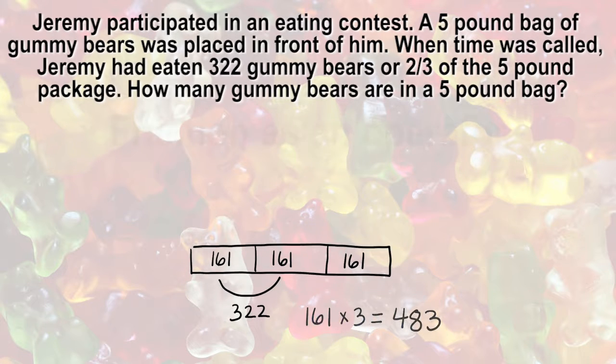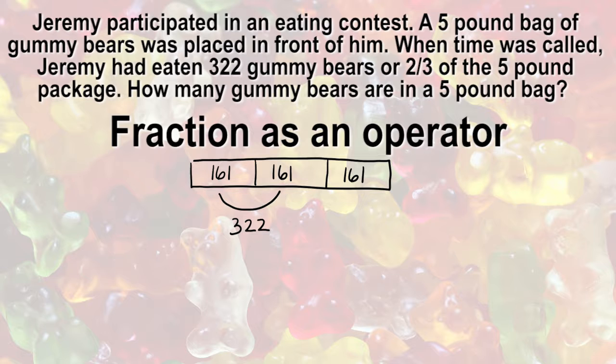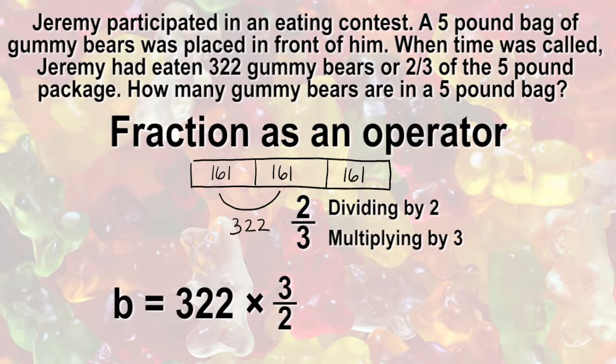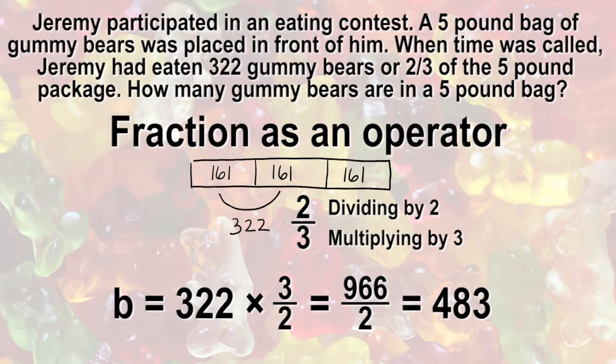In 5th grade, students saw a fraction as an operator. If we have 3 sections and we know 2 of the parts is 322, we are actually dividing by 2 and then multiplying by 3. In other words, we can multiply 322 by 3 halves to find the answer. When 322 is multiplied by 3 halves, we get 966 halves. When we divide 966 by 2, we get 483 bears in the 5-pound bag.